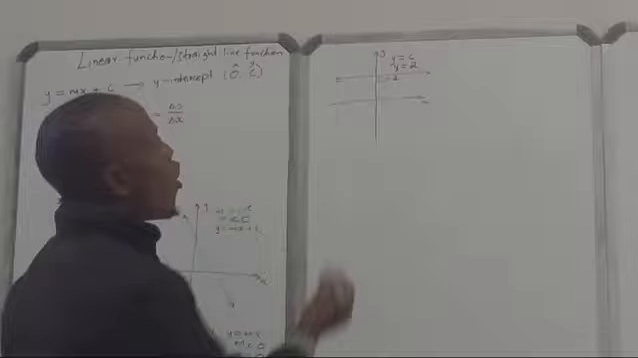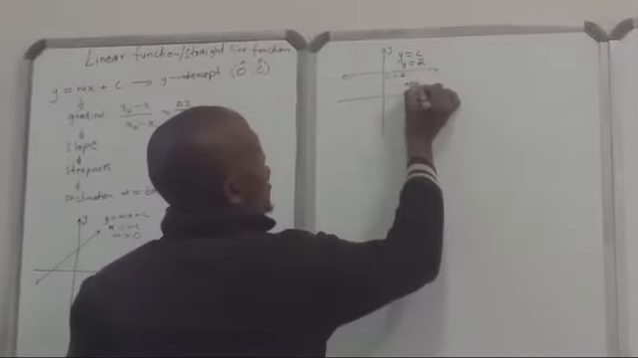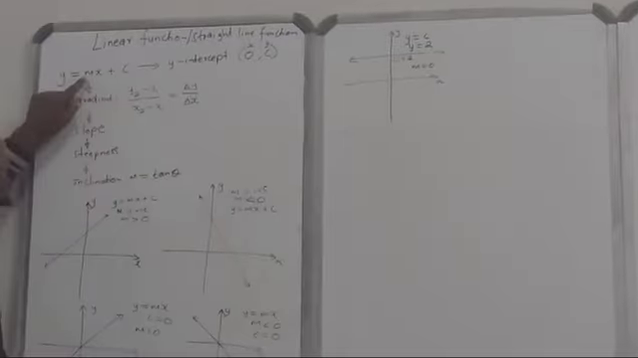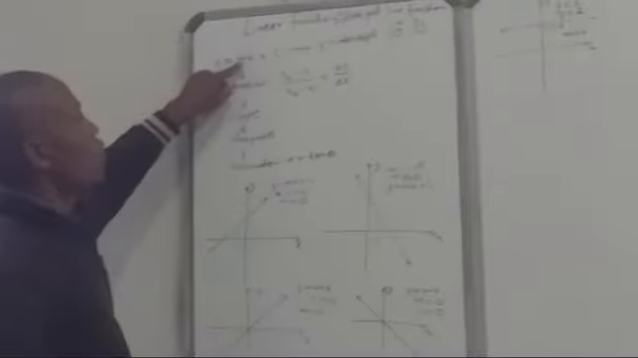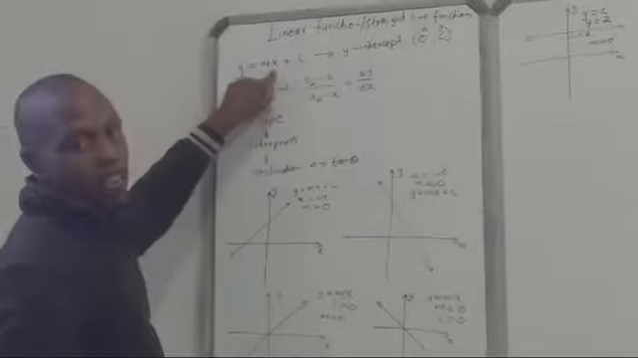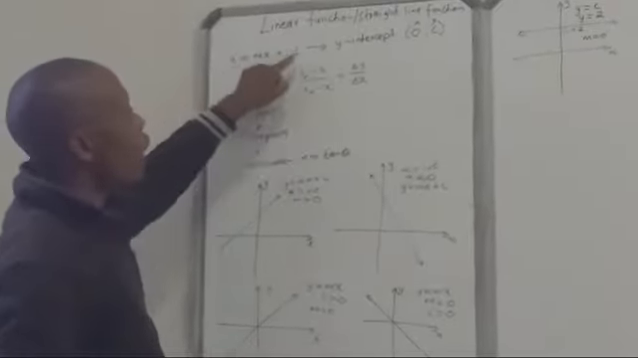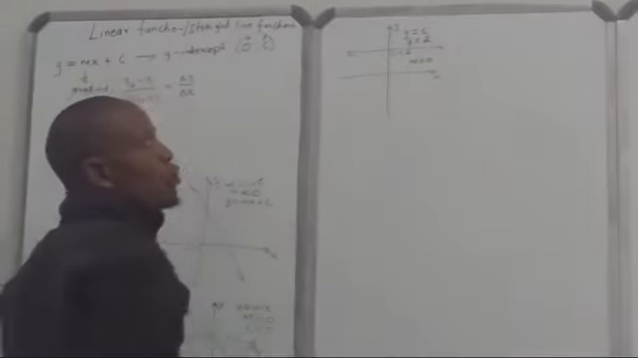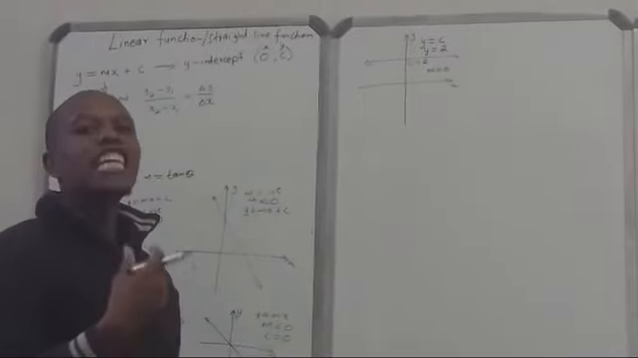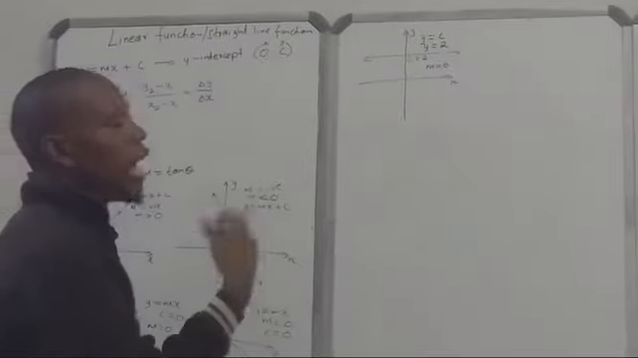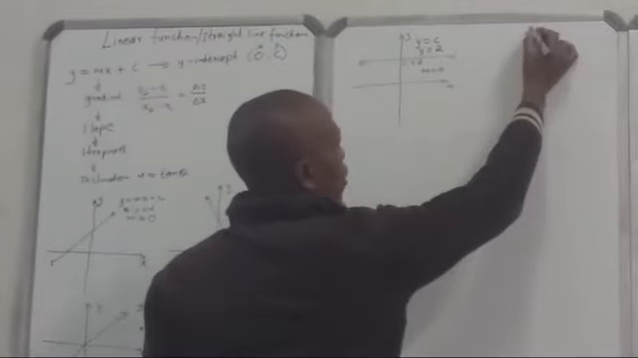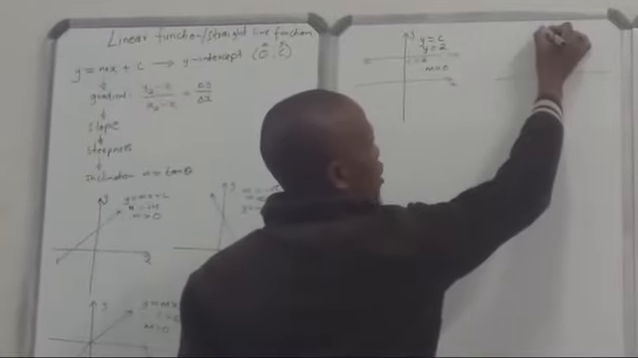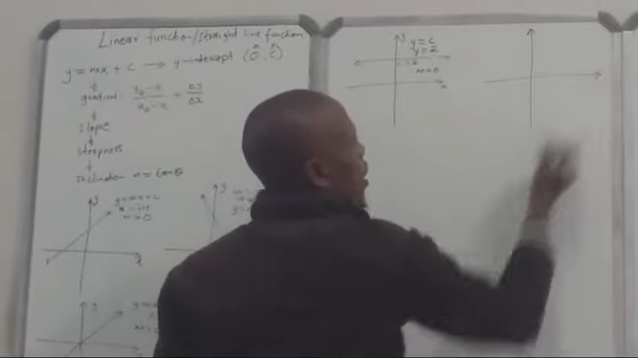This will always occur because m is equals to 0. And remember, when m is equals to 0, this term disappears. So you are having y equals to c, and it will be y equals to a number. Because a number, mathematically, we call it a constant, a number without a variable.